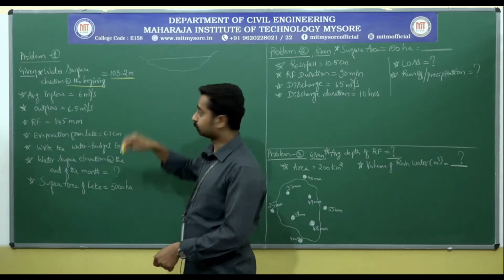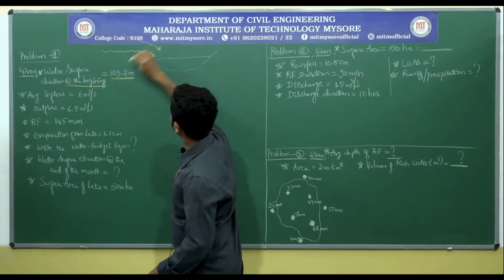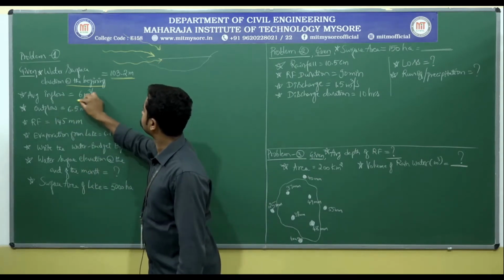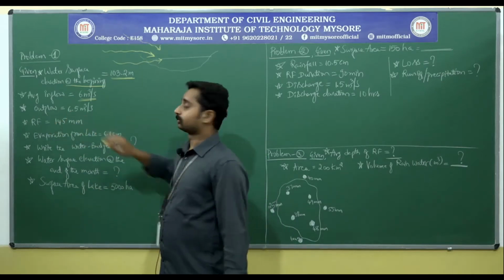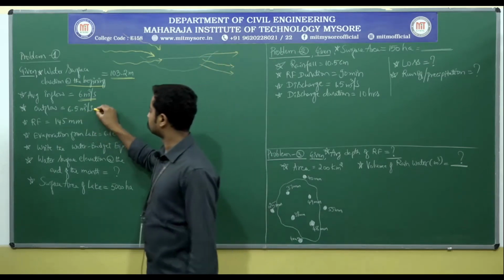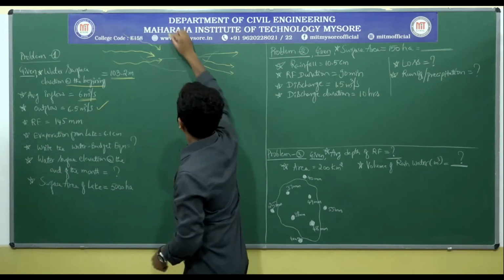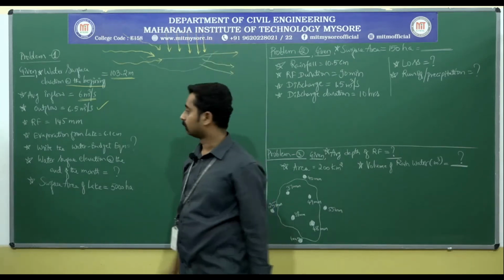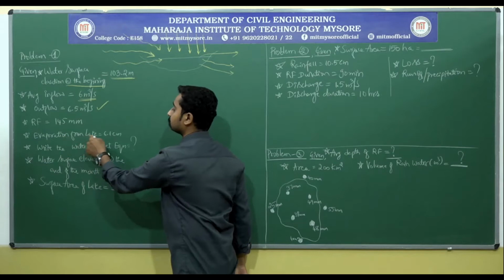Average inflow to the lake. From some surface source, inflow is coming to the lake. What is it? Average inflow 6 meter cube per second. Outflow 6.5 meter cube per second. Outflow is happening from the lake, that is 6.5 meter cube per second. Rainfall 145 mm. Rainfall is also happening. Rainfall 145 mm.